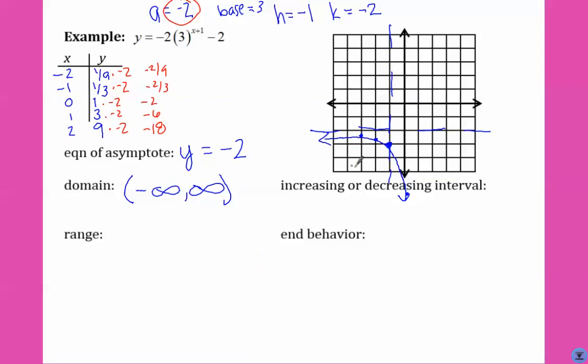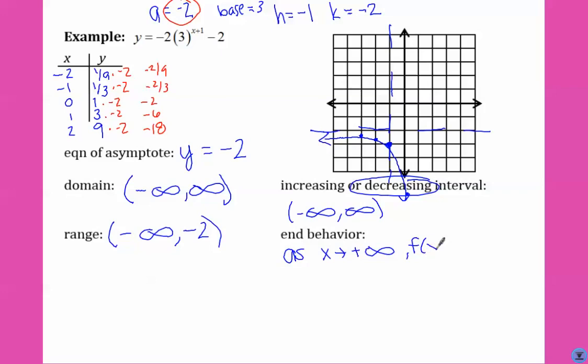So our range this time, since our arrow is pointing down, will be from -infinity, and then it'll still stop at our asymptote of -2. As we move from left to right, this is decreasing the entire time. And end behavior. As x goes to positive infinity, f of x goes to, and as x goes to negative infinity, f of x goes to. Our arrow on the right is going down, so -infinity, and our arrow on the left is going towards our asymptote.